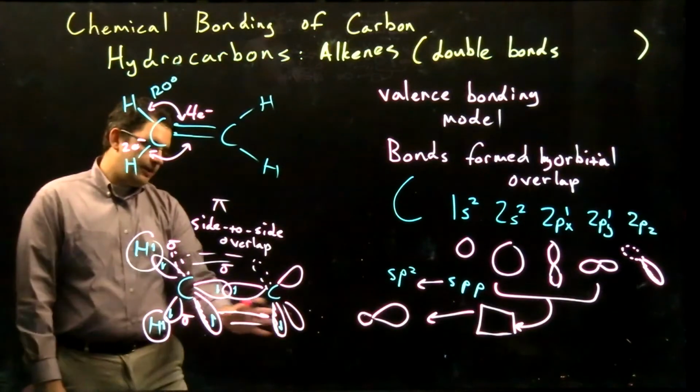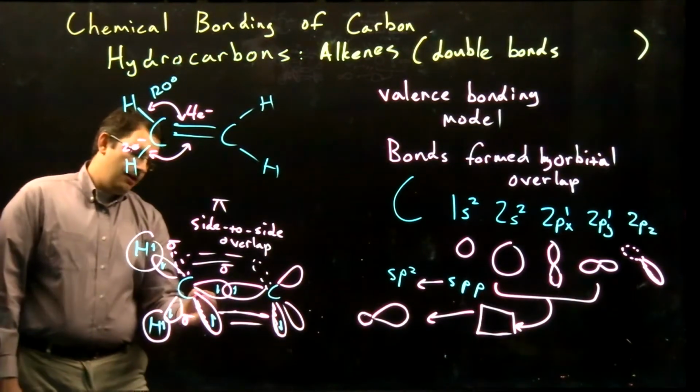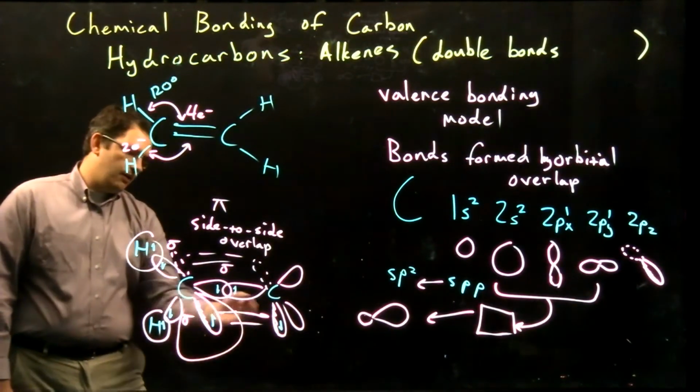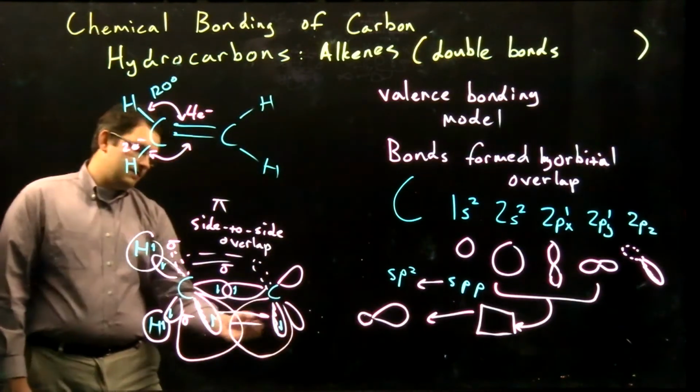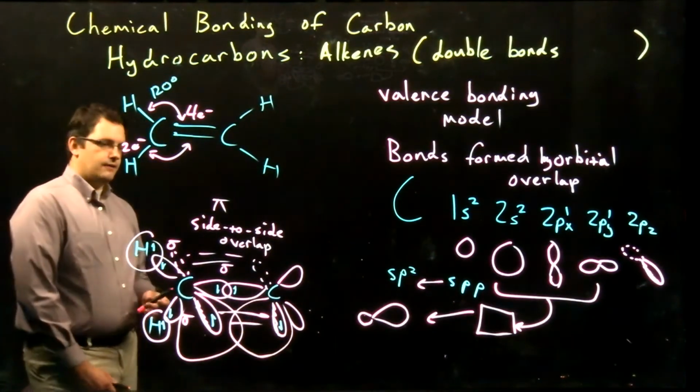So of course in my drawing here you can't really see that overlap very clearly, but in reality these would be much bigger around, and you'd be able to get some side-on overlap between these orbitals sitting next to each other.